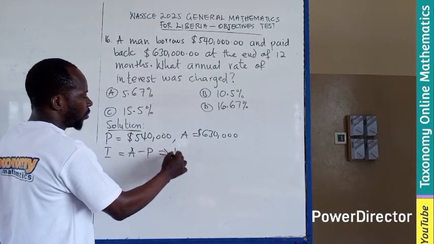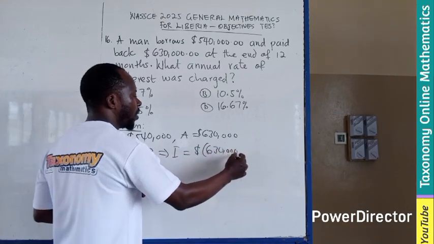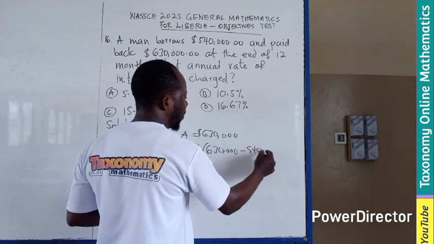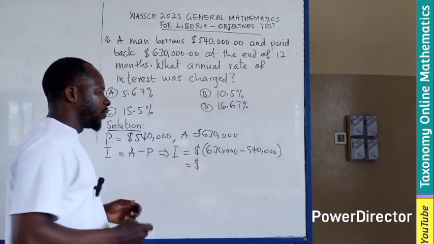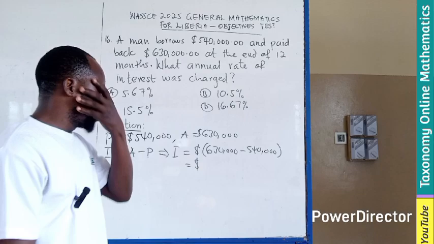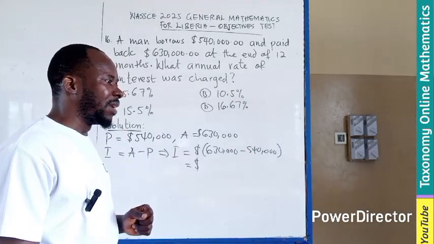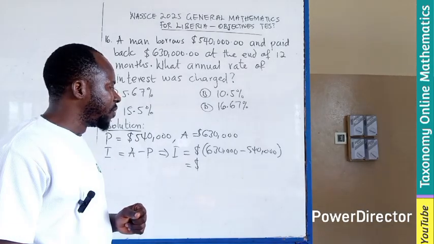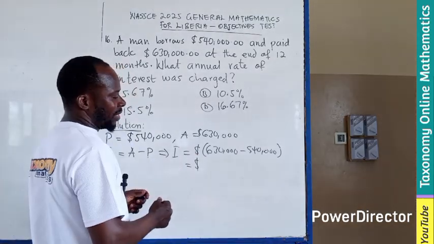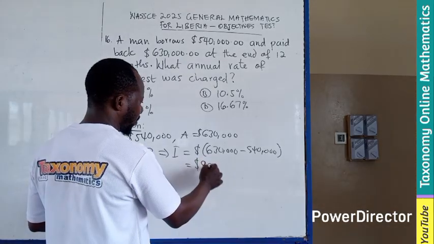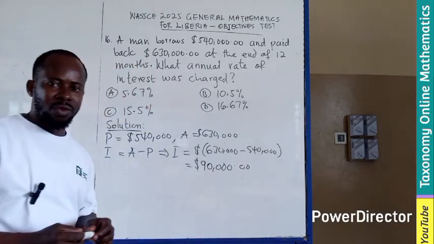So the question is, what interest did I pay on the 540,000, which is going to be amount minus principal. So your interest becomes 630,000 minus 540,000, and if you subtract that, would that be 90,000? We have $90,000. So that is the interest.